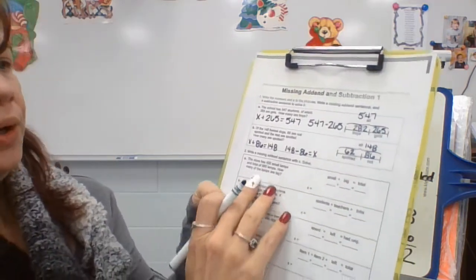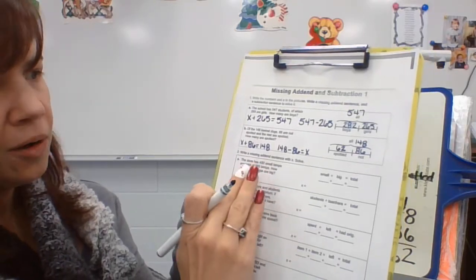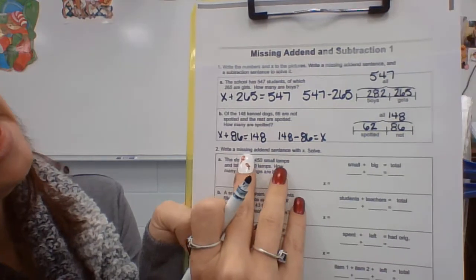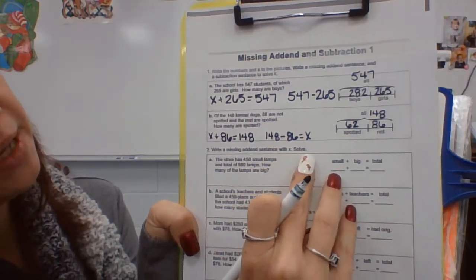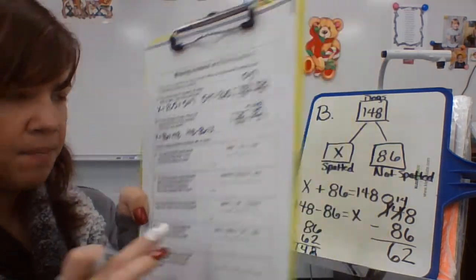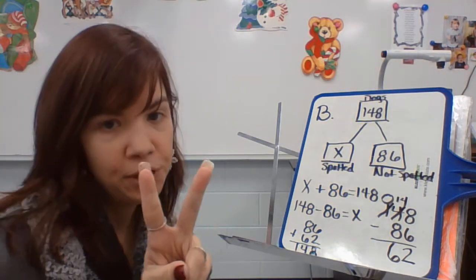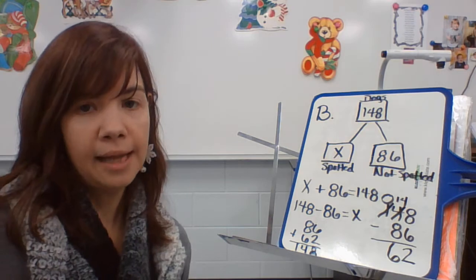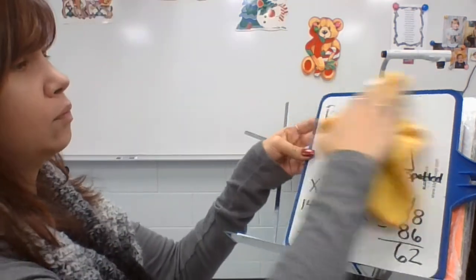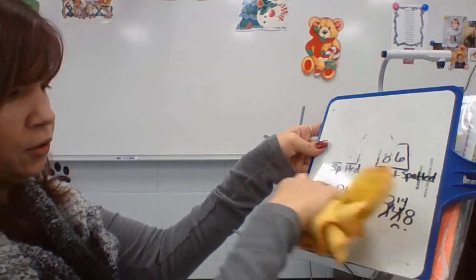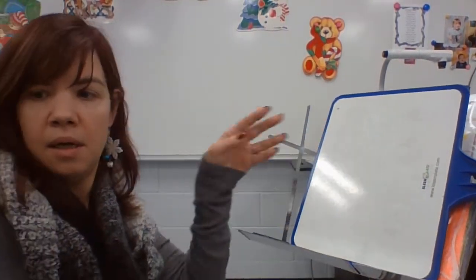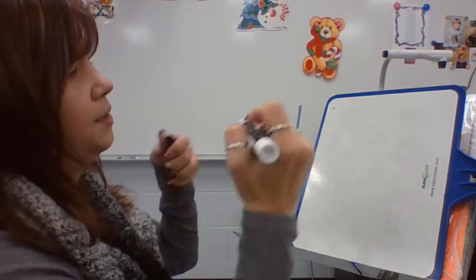Okay. So now it gets not quite, they don't want you to write the subtraction sentence for number 2. This one says, write a missing add-in sentence with x and then solve. So here they already have them kind of written out for you. So that makes it nice. I'm only doing 2 of these with you. The last 3 are yours to try. Okay. All right. So number 2A, get that erased.